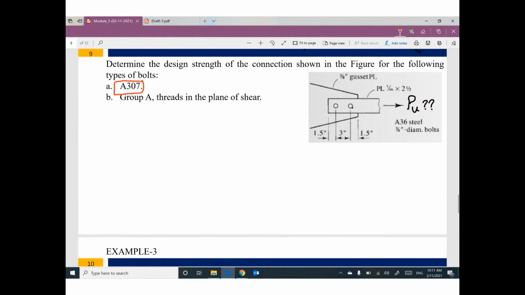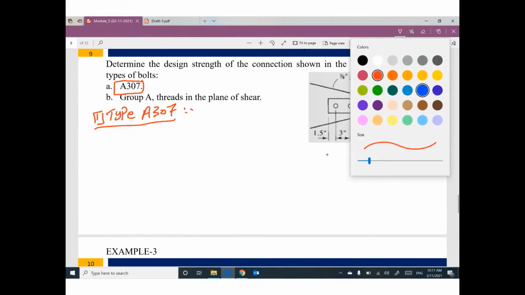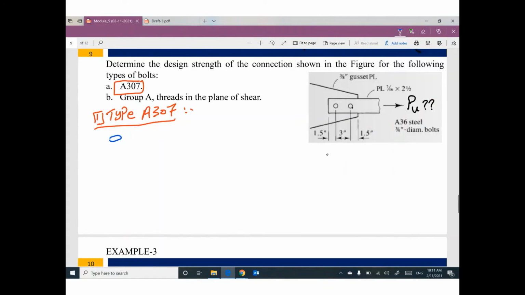If you are using this type of bolts, let's start with this one, type A307 bolts, which are ordinary bolts. The first step: what is the design strength of one bolt? φRn, very simple: 0.75 times Fnv times the area of the bolt. How many shear planes? If nothing is given, I'm going to assume it's single shear.